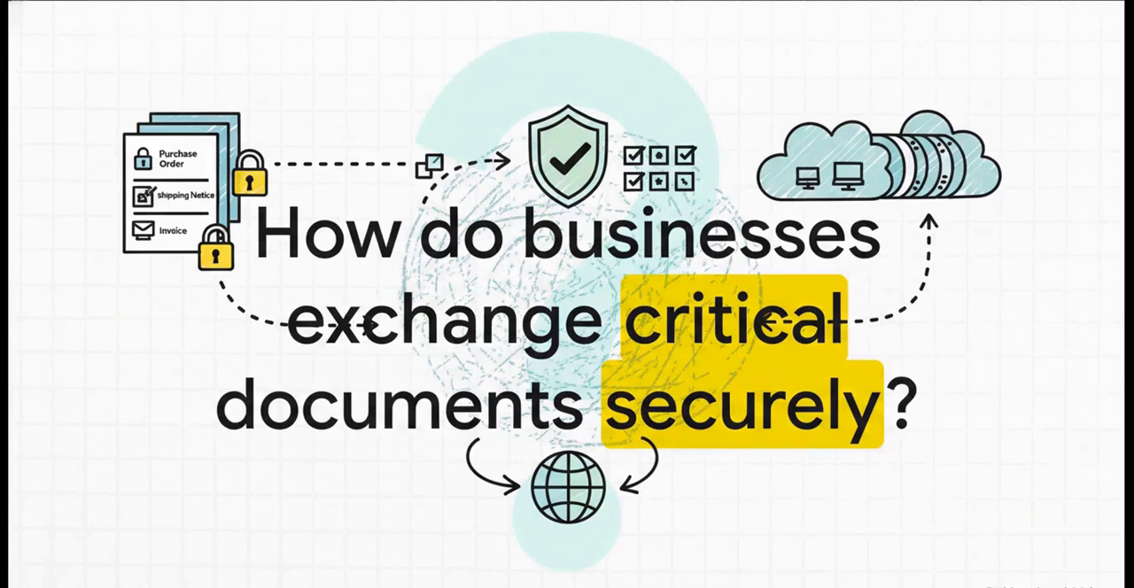I mean, think about it. Every single day, millions of businesses are sending vital documents back and forth. Purchase orders, shipping notices, you name it, invoices. It's what keeps commerce moving. But sending a multi-million-dollar invoice digitally, that's a huge challenge. How do you guarantee it gets there safely without being read or worse, changed by someone else?